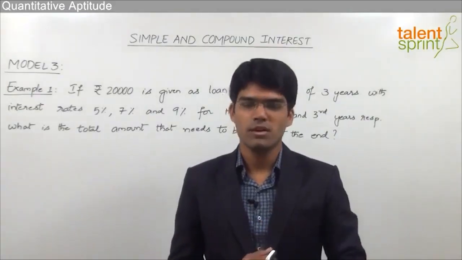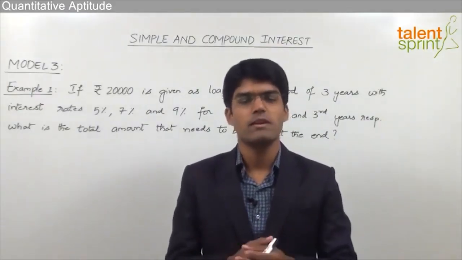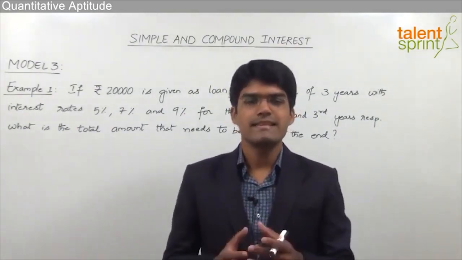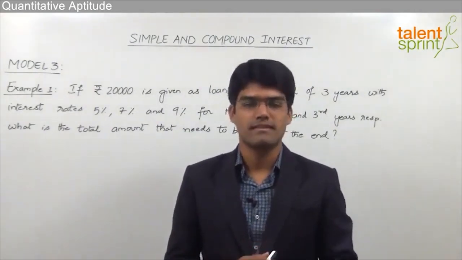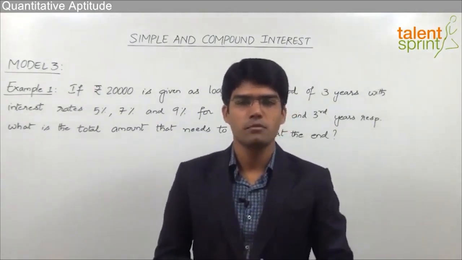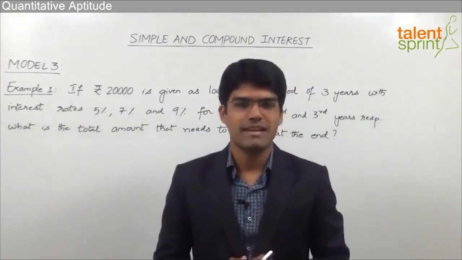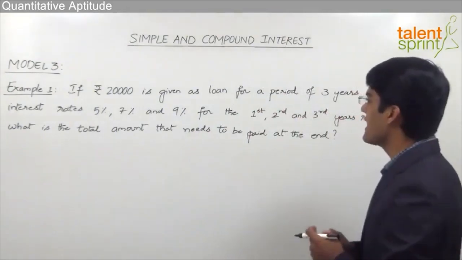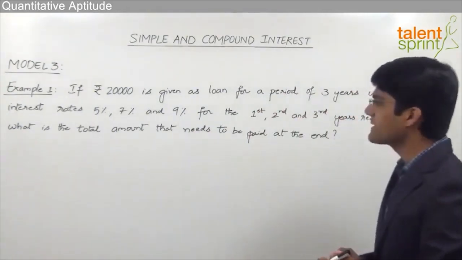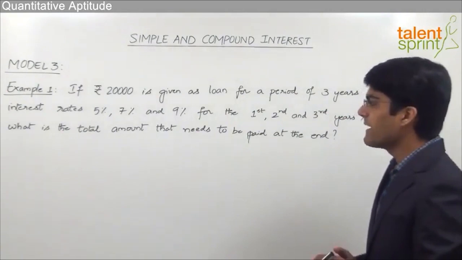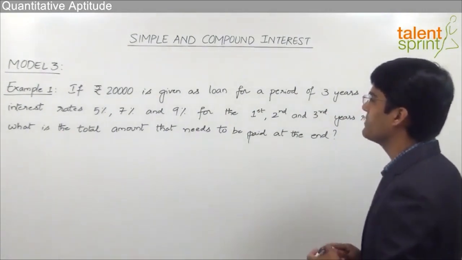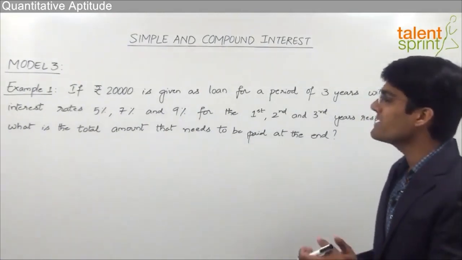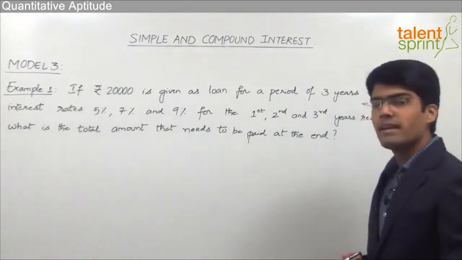Let us now take the third model from simple interest and compound interest, where we are going to discuss questions related to varying rates of interest. In these cases, the rate of interest is not fixed, but it varies from period to period. Let us take some examples to understand this. The first example here is, if rupees 20,000 is given as loan for a period of 3 years with interest rates as 5%, 7% and 9% for the first year, second year and third year respectively, what is the total amount that needs to be paid at the end?